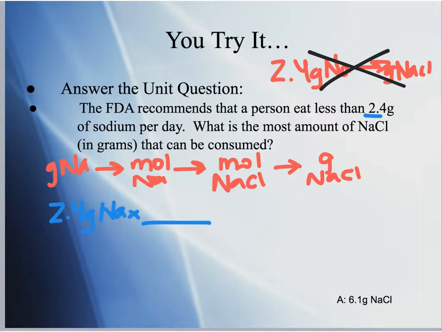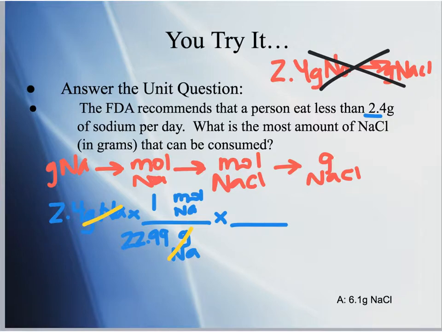And then our first step is to go to moles of Na. And so grams is going on the bottom so that it cancels. And if we take a look at the periodic table, we can see that in 1 mole of Na, there is 22.99 grams. Okay, so that's our first step, getting rid of grams of Na and turning it to moles of Na.